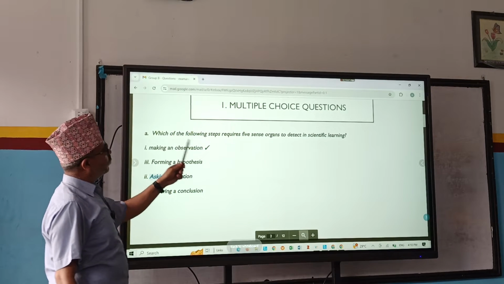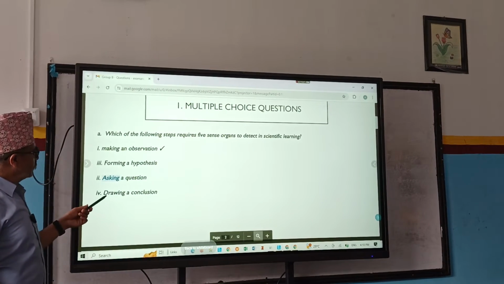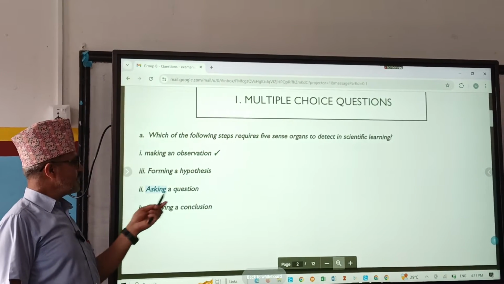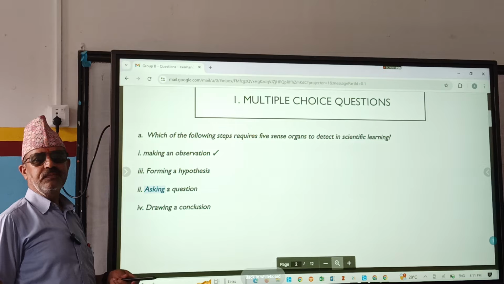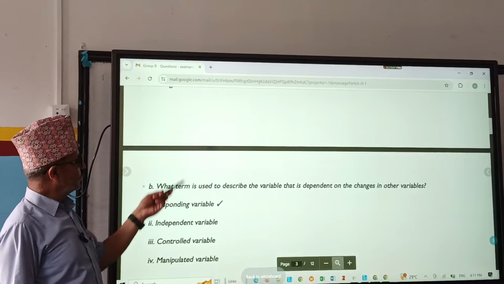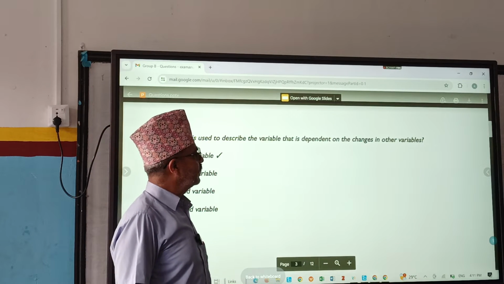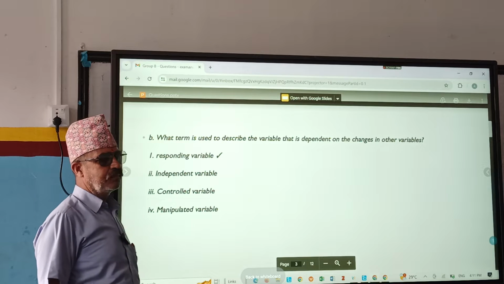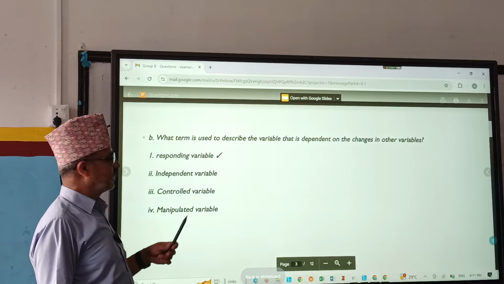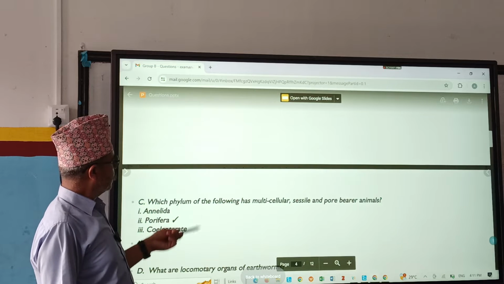Multiple choice questions, with answers. Which of the following steps requires the 5 sense organs to detect in scientific learning? The options: making an observation, forming a hypothesis, asking a question, and drawing a conclusion. Which one is correct? Making an observation. Right? Okay, good. Question number 2. What term is used to describe the variable that is dependent on the changes in other variables? Responding, independent, control, manipulated. Responding variable, right? That's right.